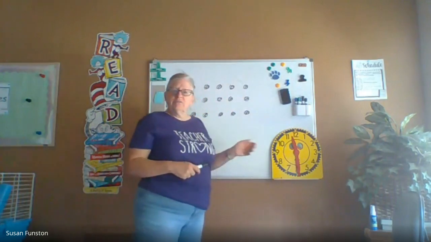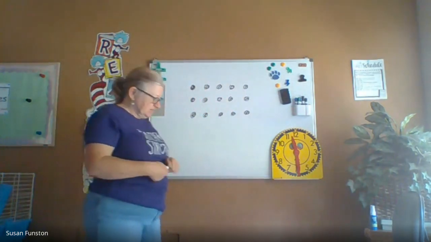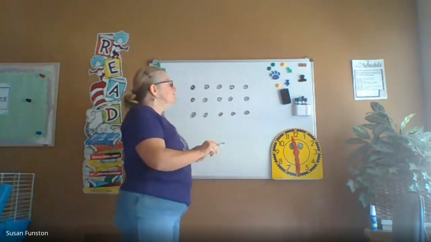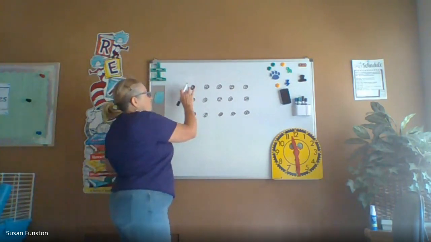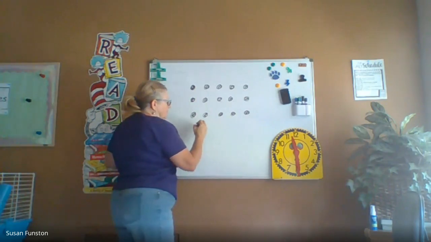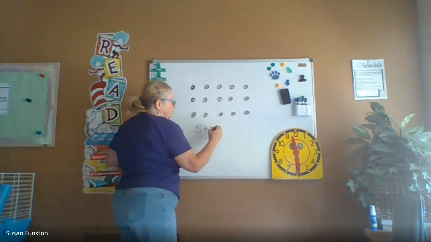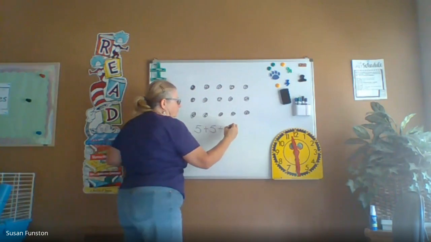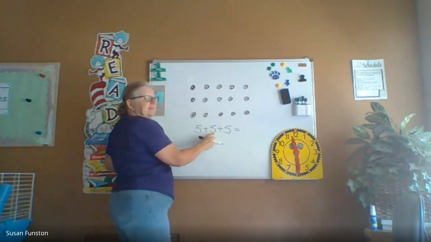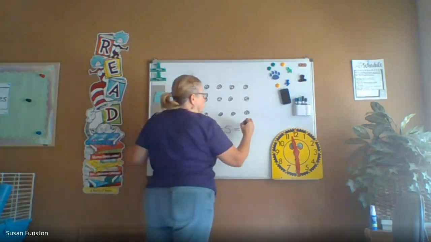Okay, I could make an addition sentence to find my total. I could say I have 5 in this row, plus 5 in this row, plus 5 in this row. And then I would say 5 plus 5 is 10, plus 5 more is 15.